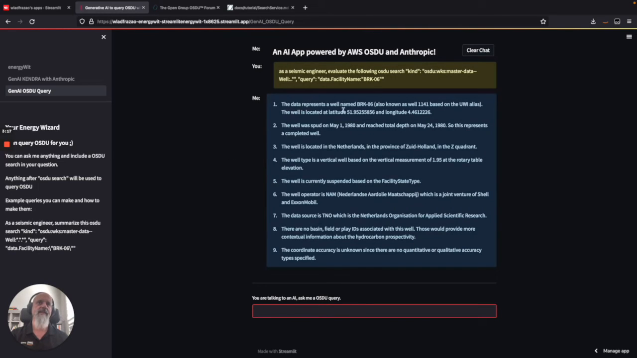So the data represents a well named BRK06, also known as well 1141. It was spud on this date, total depth on that date. This is a vertical well, and so on and so forth. So I think that's a lot easier to evaluate and to understand what's going on here than JSON. So let's do another one.